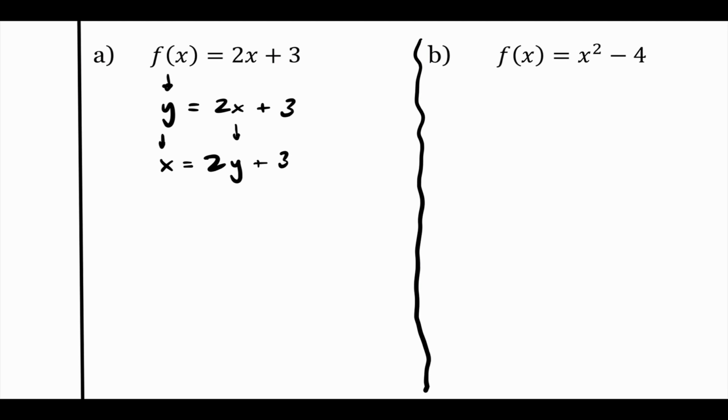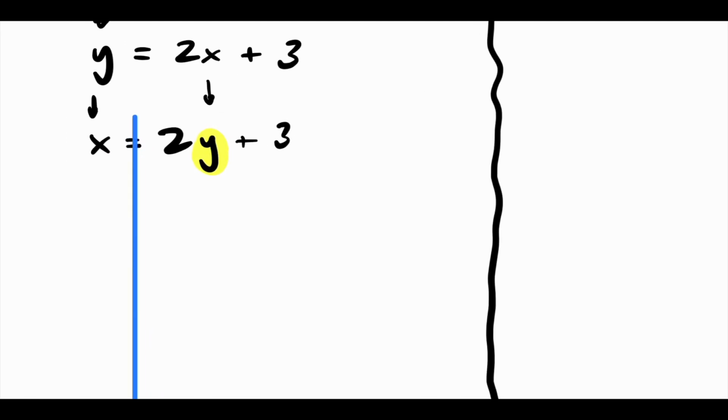Okay? Next step, solve for y. So in other words, get y by itself. Right now, it's 2y plus 3. I don't want it to say 2y plus 3. I want it to say y equals. So how do I get that to say y equals? What's the first step I'm going to do? Subtract 3. Good. Subtract 3 from both sides, right?